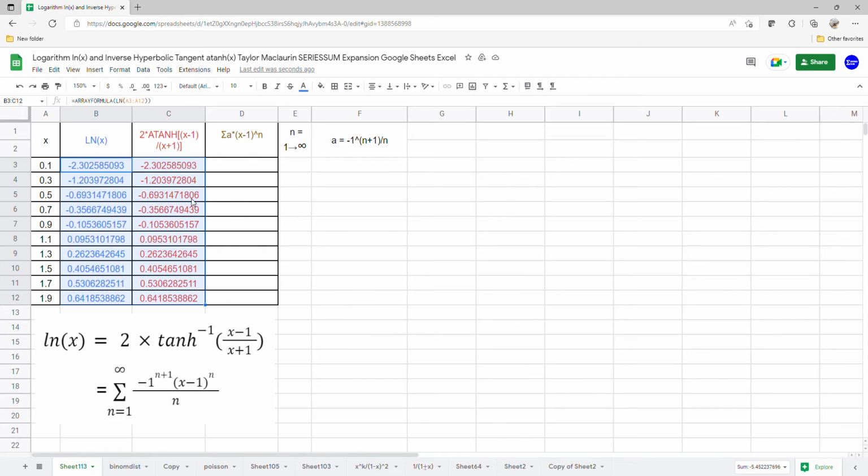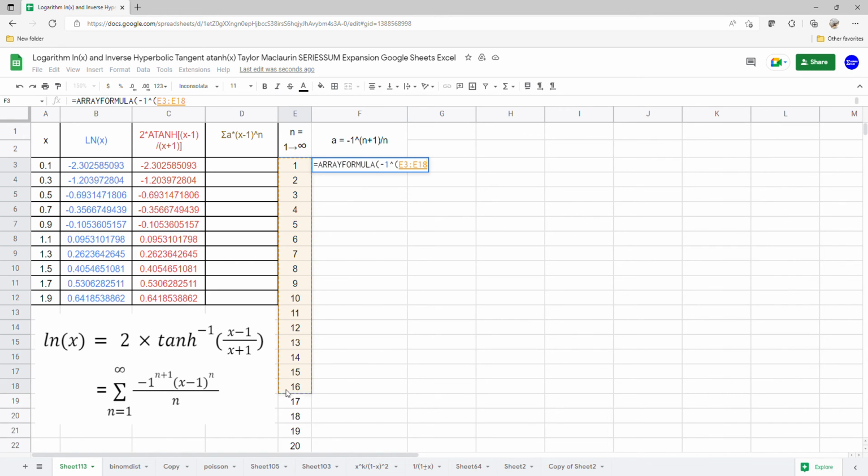Next, the Taylor series expansion, which is the summation of a times (x minus 1) raised to the power n, where the value of n is from 1 to infinity. 20 is good enough. And the value of a is equal to array formula minus 1 raised to the power the quantity n plus 1, divided by n.